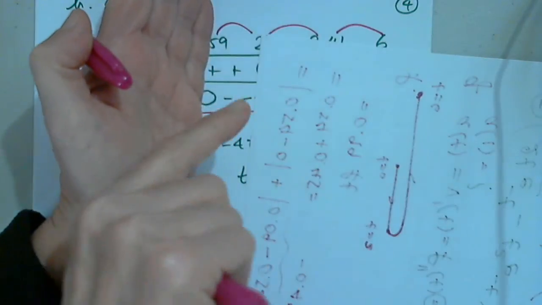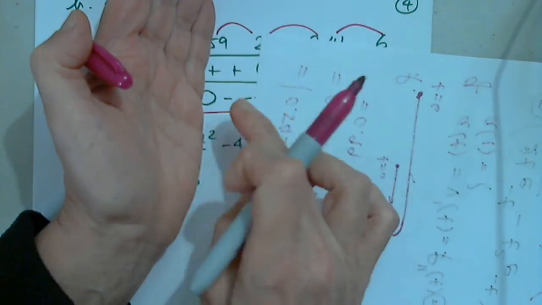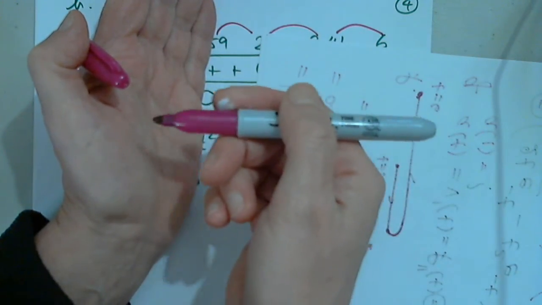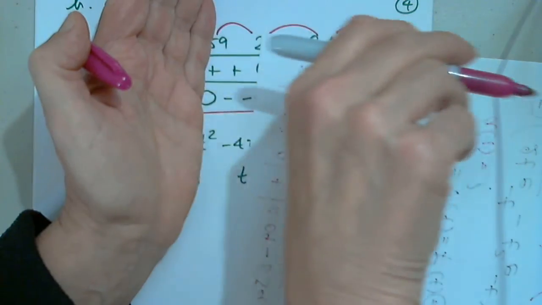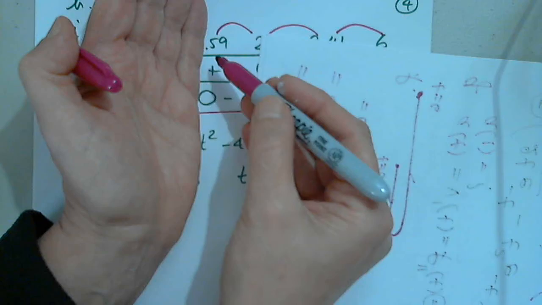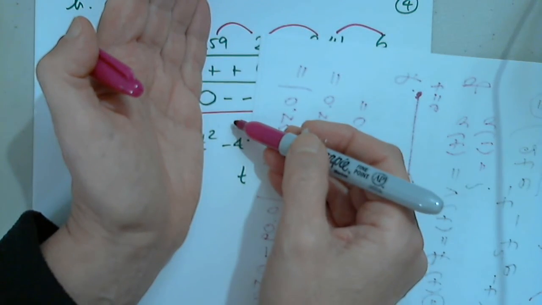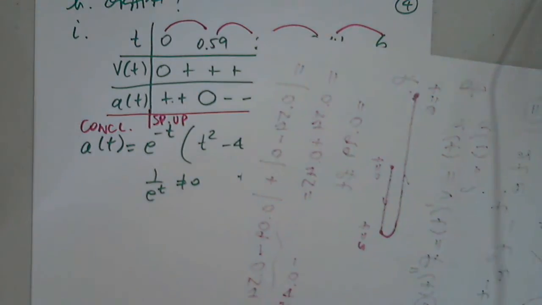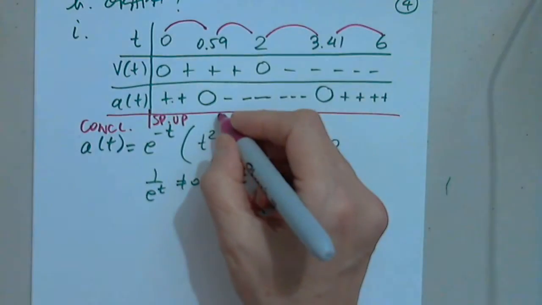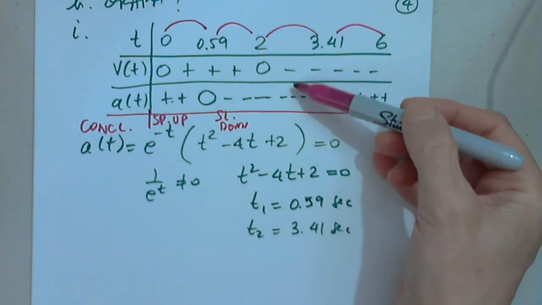Here the velocity is going this way, but there is a force against it, which is the acceleration. The acceleration is this way. So the velocity is positive, but the acceleration is negative. Do you think that in this interval between 0.59 seconds and 2 seconds, is it speeding up or slowing down? Would it be slowing down? Slowing down. Now you understand what's happening here.